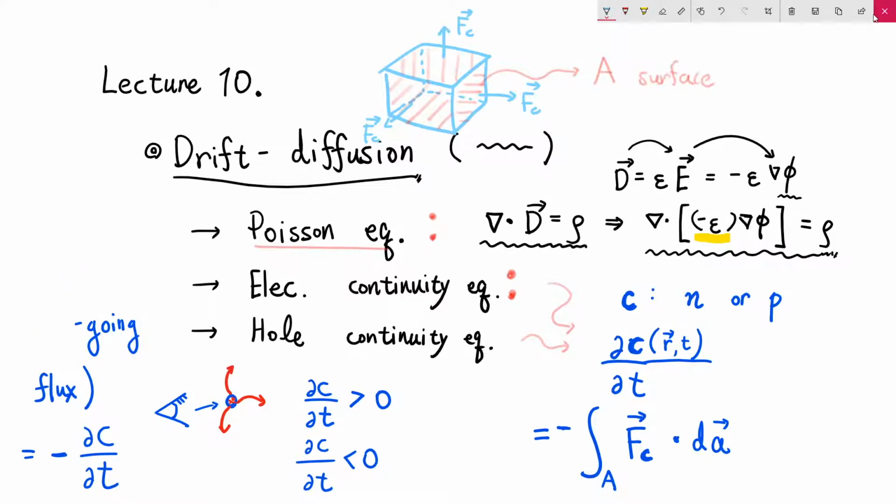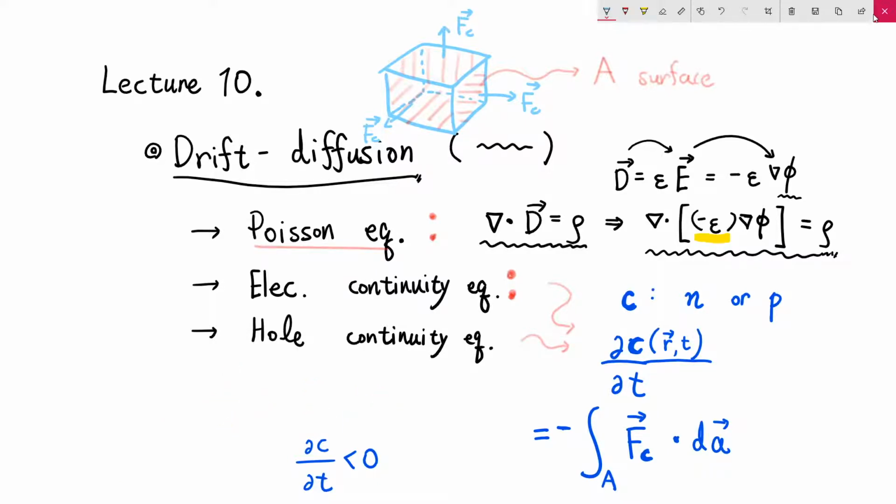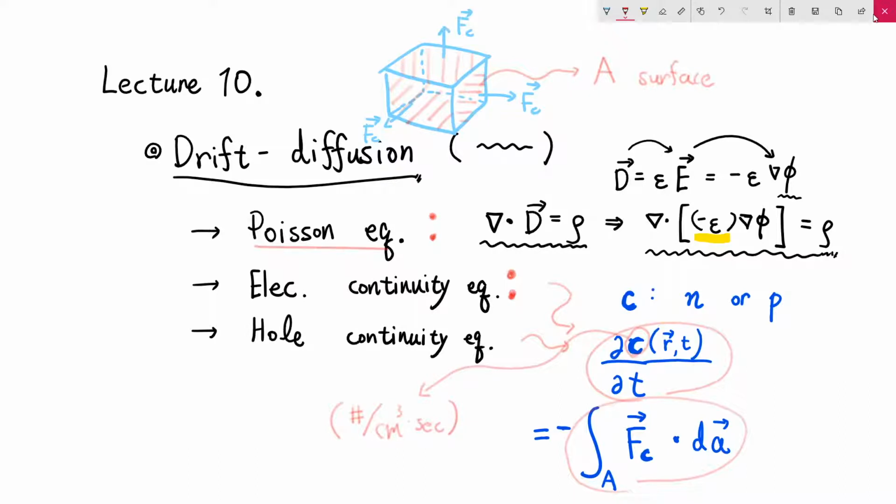Okay, so of course I have to say here, the left hand side and right hand side of our equation are not perfectly balanced, because C is just number per unit density, and now we have introduced the time derivative, so you can expect the physical unit of the left hand side will be number per unit volume and unit time.